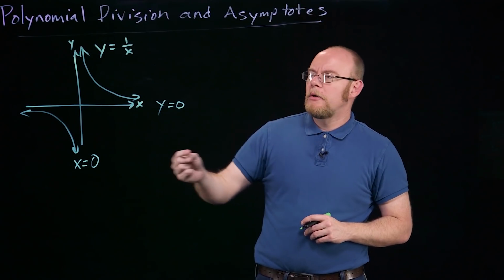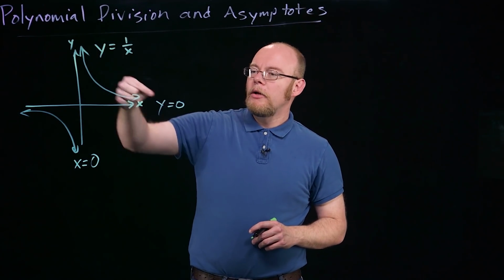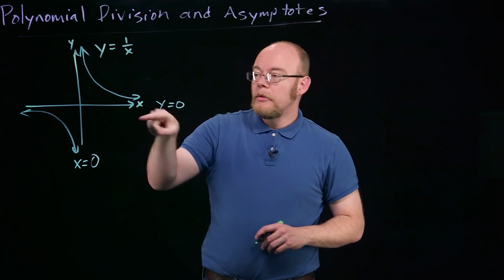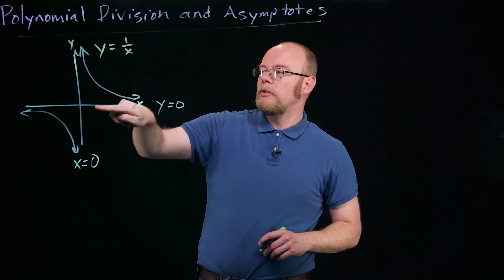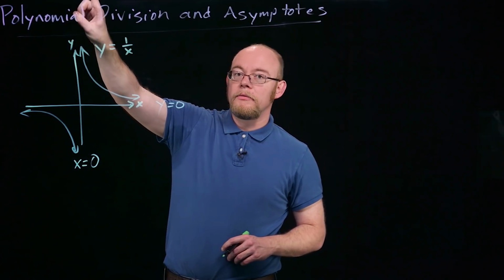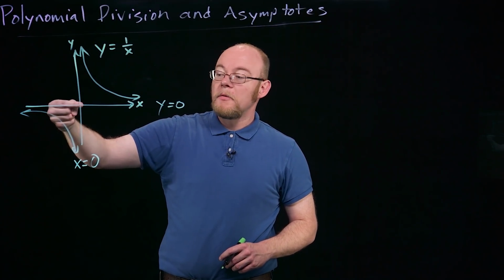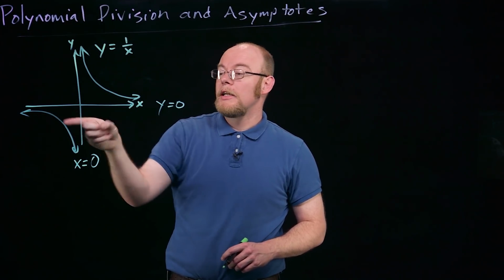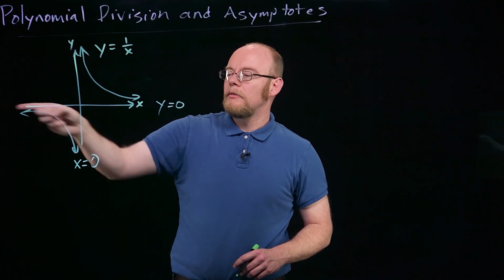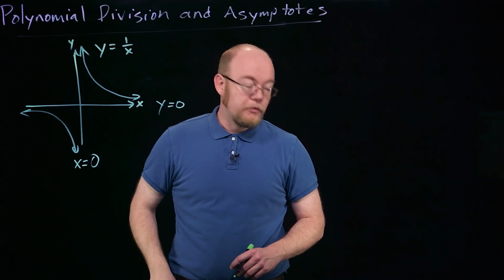That is, when we go to infinity in x, y goes to 0 from the positive side. When we go to 0, if x goes to 0 from the positive side, y goes to infinity. If x goes to 0 from the negative side, y goes to negative infinity. And as x goes to negative infinity, y goes to 0 from the negative side.